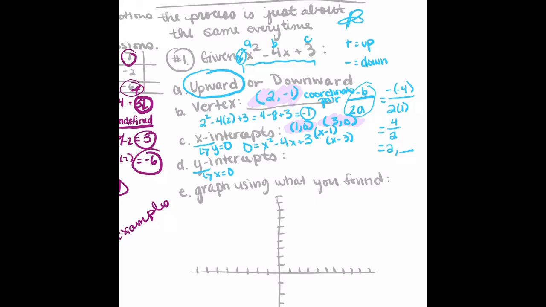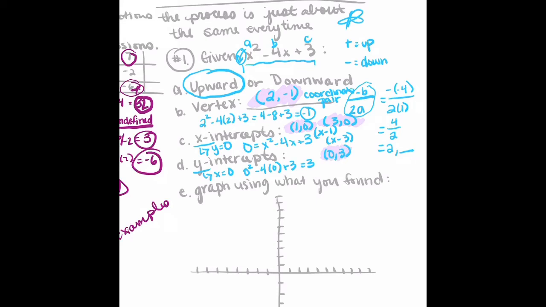Okay. And now I'm going to solve for my y-intercept where I plug in x equals 0. So I get 0 squared minus 4 times 0 plus 3, which is equal to 3. So 0 comma 3 is my y-intercept.